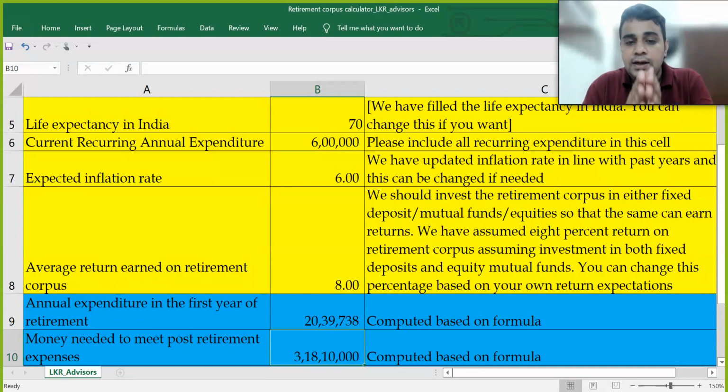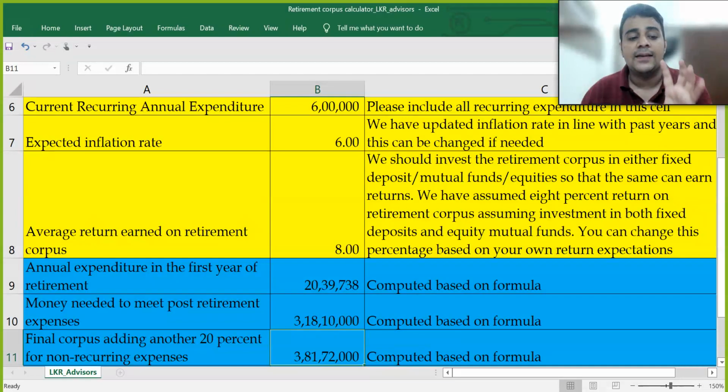So if you have 3 crore 18 lakh 10,000 by the time you are 50 years old, and you put it in a fixed deposit and a mutual fund, a part in mutual fund, a part in fixed deposit, which keeps giving you 8% return, you can keep taking money from this, to the extent of 20 lakh rupees. This 20 lakh will also go up every year because of inflation. So first year you will get 20 lakh, next year 20 lakh plus 6%, then again plus 6%. But we don't say this is the quantum you need. I am adding another 20%.